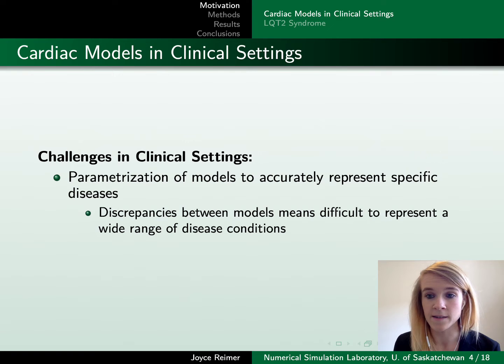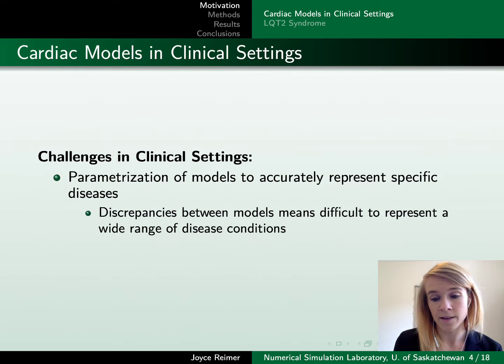A few reasons for this are that there are many different types of cardiac models, and there are some discrepancies between them since they are all based off of different sets of experimental data. There will also be slight discrepancies in cardiac activity from person to person, since everyone has a unique mix of underlying factors. These make it difficult to represent a wide range of disease conditions with cardiac models. While this remains a complex issue, in our research we show that this is feasible to do and beneficial. In this particular paper, we showed this by simulating one specific disease, long QT syndrome 2.